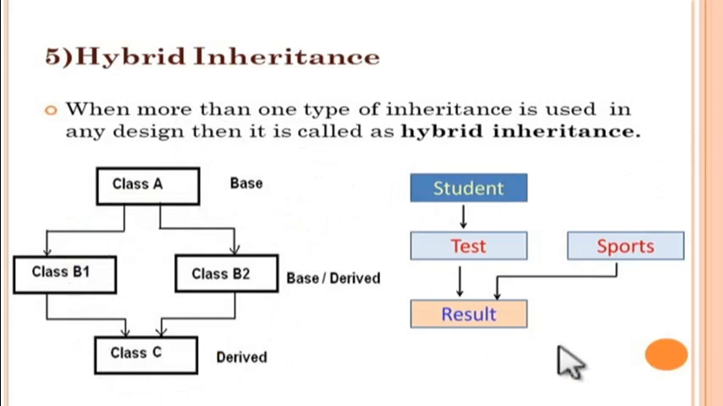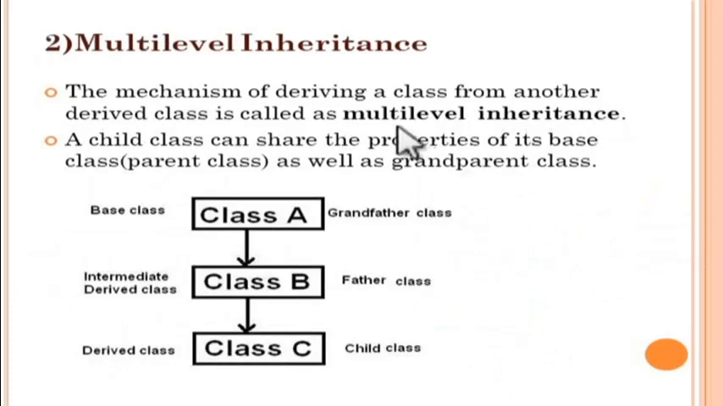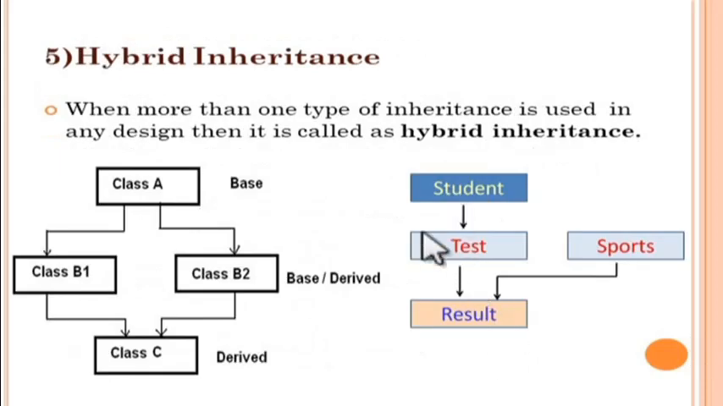Similarly, in the second diagram you can see, if you ignore the sport class, then the student class, test class and result class are called multi-level inheritance. You can see the multi-level inheritance diagram, class A, class B, class C. Similarly, in this diagram, the student class, test class and result class are accessing the properties of each other. So this is considered multi-level inheritance.